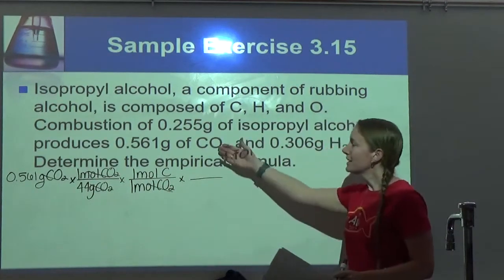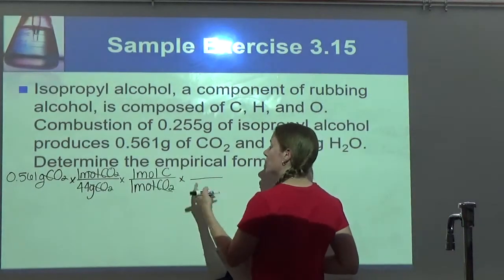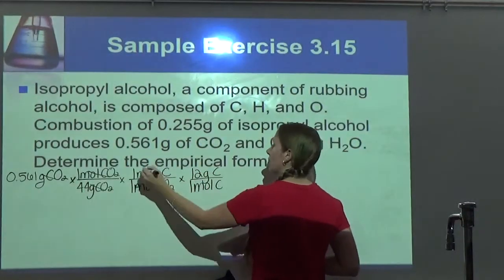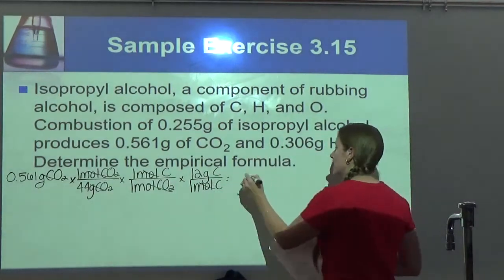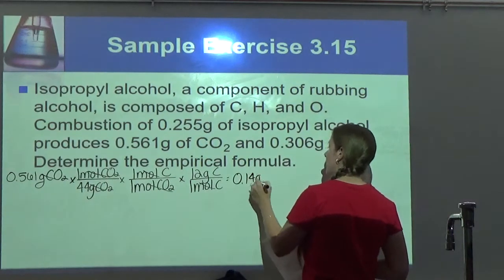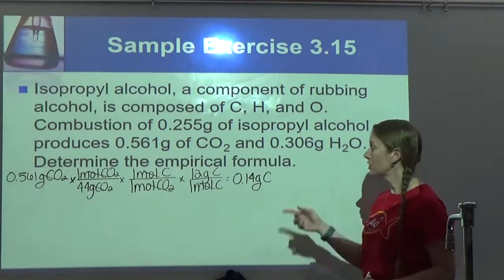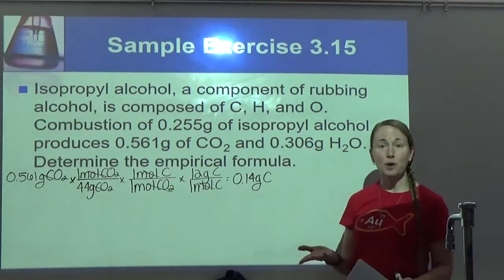All right, but we're trying to get to the mass of carbon. So the last step is I need to change to grams. 1 mole of carbon is 12 grams. I just pull that from the molar mass off the periodic table. Once I multiply and divide, I can see that 0.14 grams of the carbon dioxide comes from just carbon. So I know that 0.14 grams of carbon is in my isopropyl alcohol.